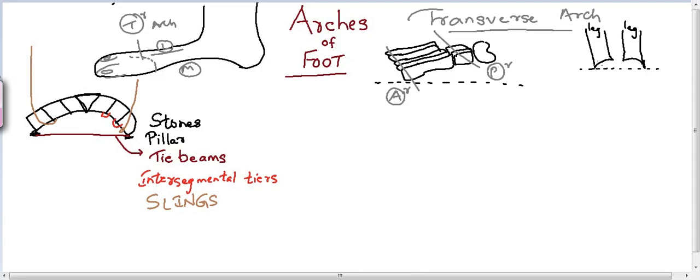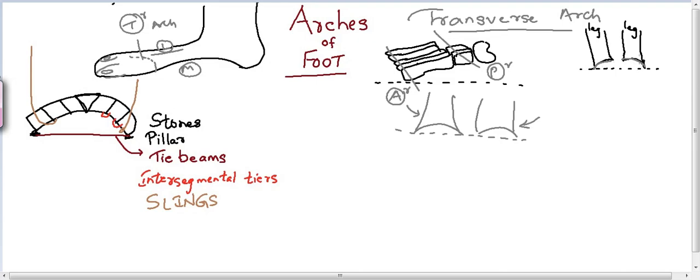The posterior transverse arch is incomplete on each side. See, it's incomplete. Only with the other posterior transverse arch will it become complete. Whereas if I take a cut section here, there's one complete transverse arch. This is a leg, and this is the foot. So there is a complete anterior transverse arch on both sides. Whereas the posterior transverse arch is incomplete on one side; it will become complete only if you put the other foot together, then it will become a complete arch.